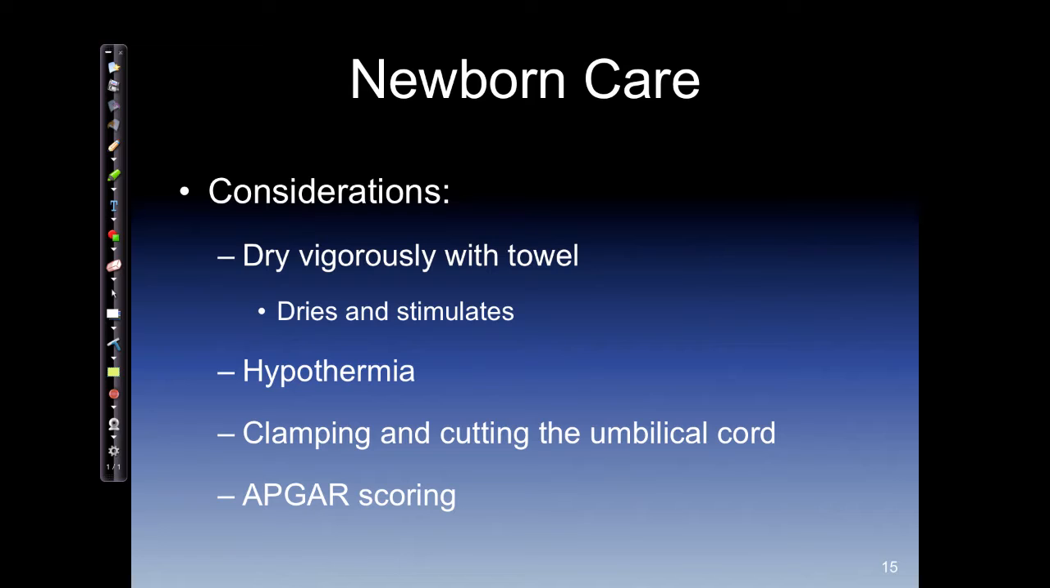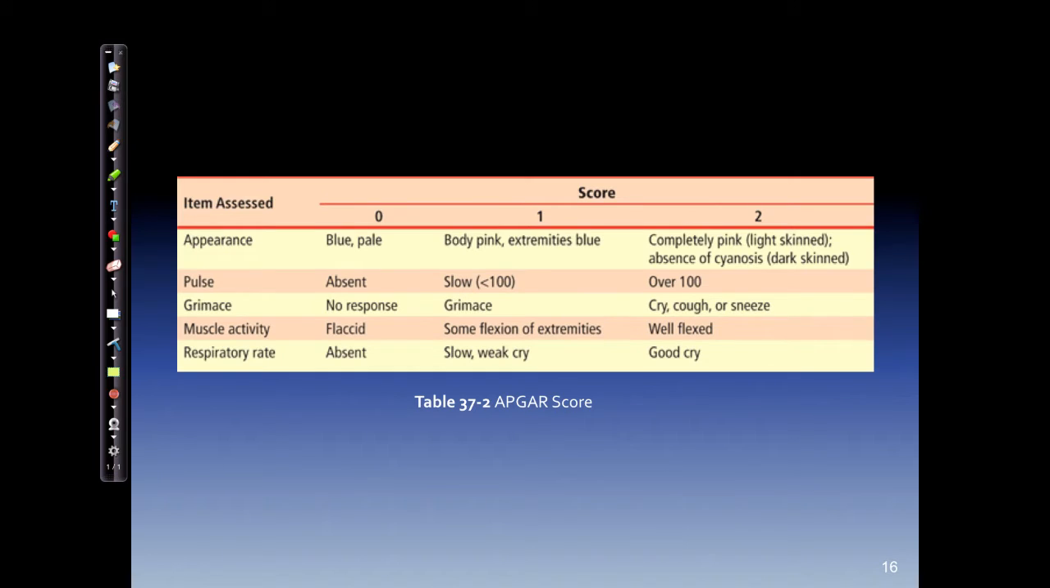Table 37.2, and this assesses the child's appearance, newborn pulse, reactivity via facial grimace, activity as a function of muscle tone, and respirations for APGAR scoring. This is performed at 1 and 5 minute intervals.